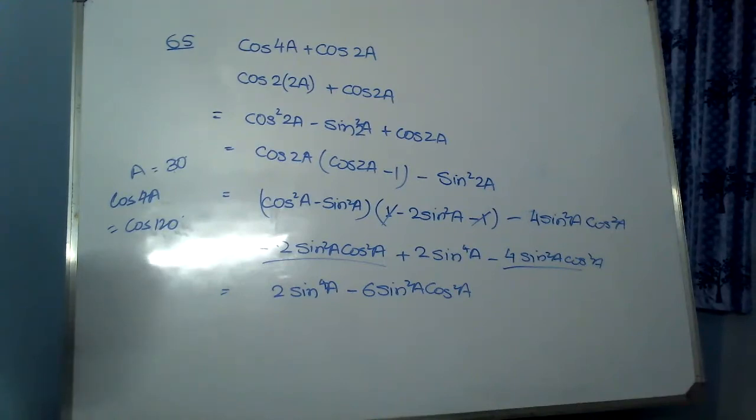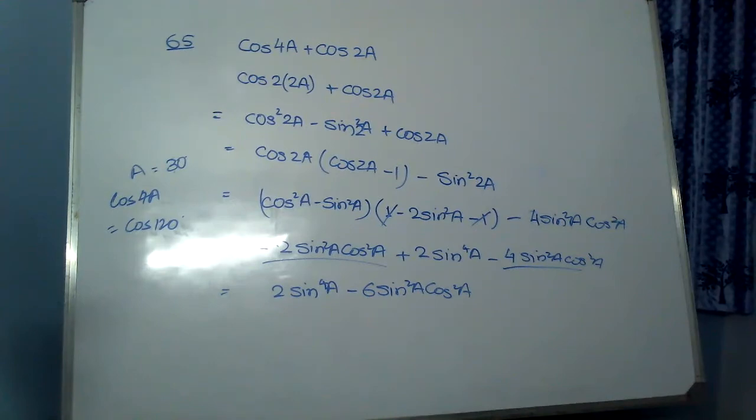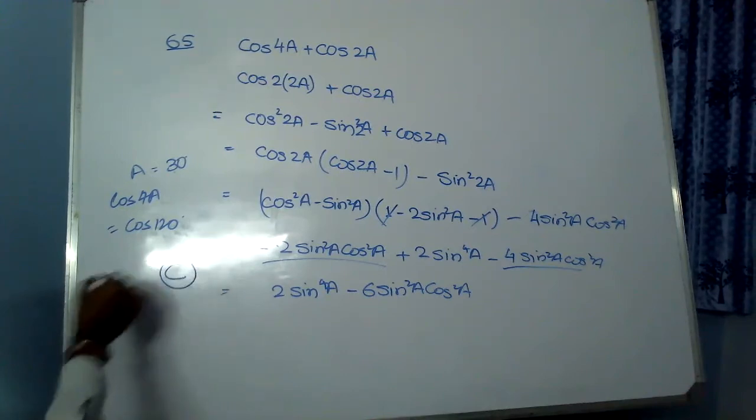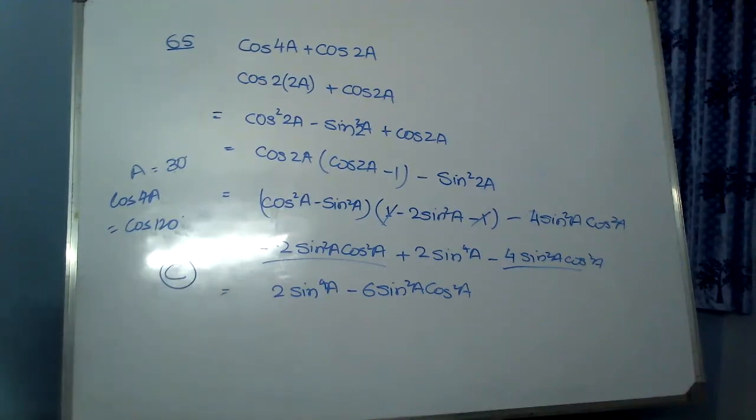So root 3 by 2 plus cos 2a. So cos 60, 1 by 2. So you'll get your answer as root 3 plus 1 by 2. And that option you will get at option C. So if you go with the options, option C will be the right answer.